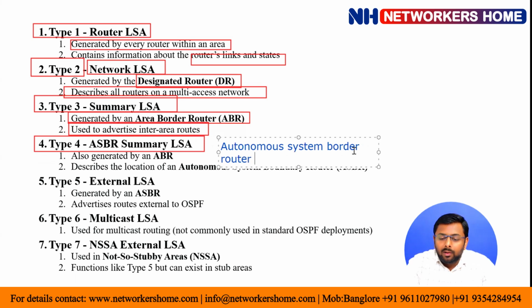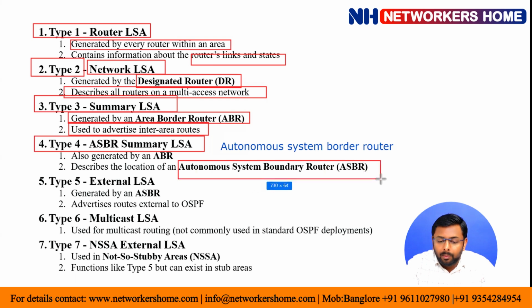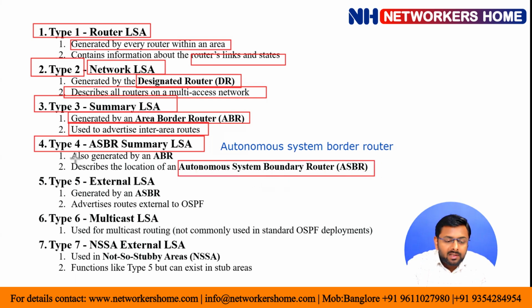So that router belonging to two different protocols, or if the router is in between two different AS, that is called an Autonomous System Border Router. In this, it shares what describes the locations of the autonomous system border router or boundary router. So with the help of this type 4, you're going to get the information about what? The information about the ASBR routers.